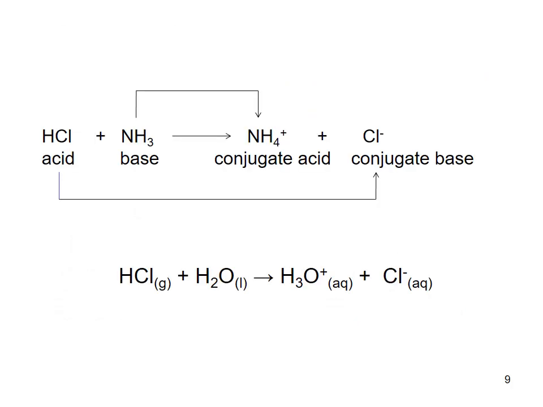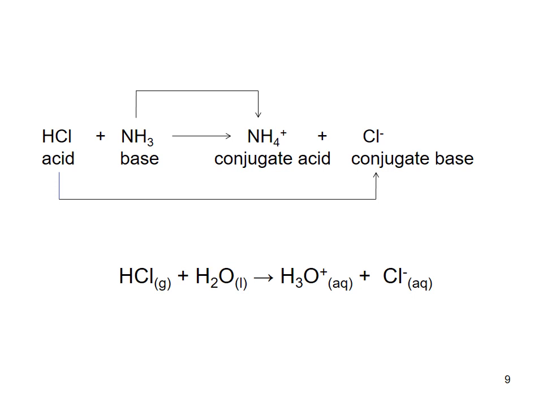For example, if you take HCl and ammonia, hydrochloric acid is an acid and ammonia is a base, so they react to form NH4 plus, ammonium, and chloride ion. HCl and chloride are the conjugate acid base pair. NH3 and NH4 plus are the conjugate base and acid pair.